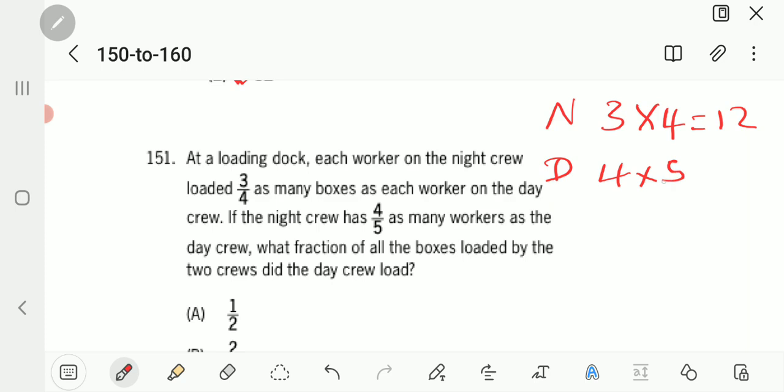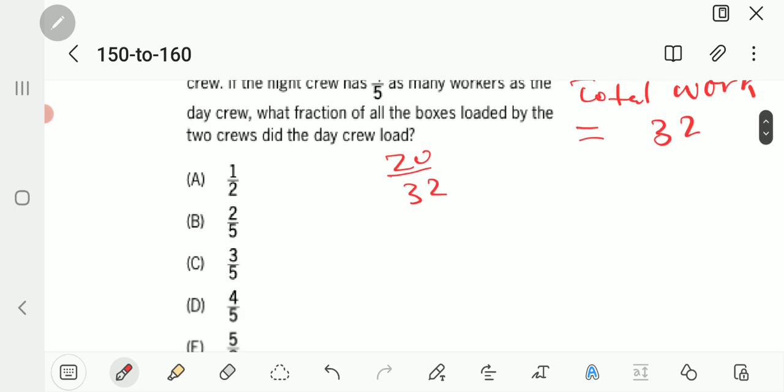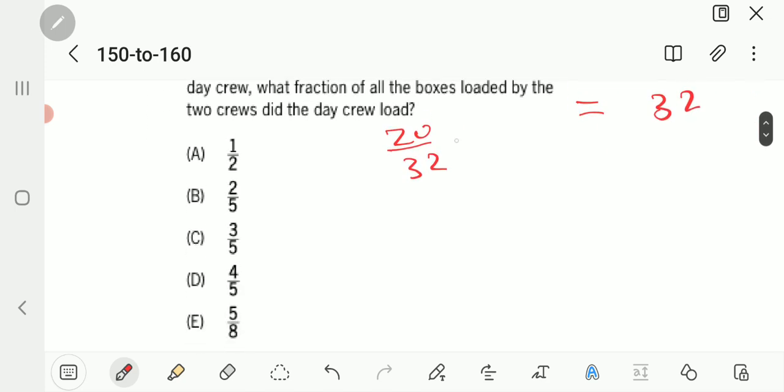And 5 workers are working this way, which gives us a total of 20. That is an output of 12 and an output of 20. So the total work is going to be 12 plus 20, which is 32. But we are looking for the fraction that belongs to the day, which is 20 over 32. Then we start looking for how the answers appear. 20 over 32, 4 can go into 20 to give us 5, and 4 can go into 32 to give us 8. So this is correct.